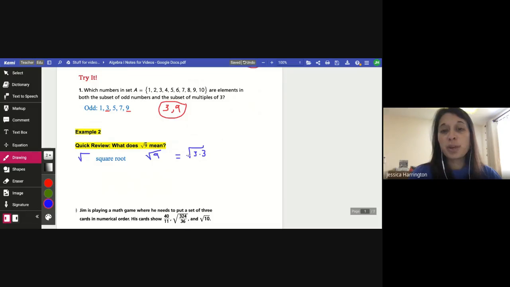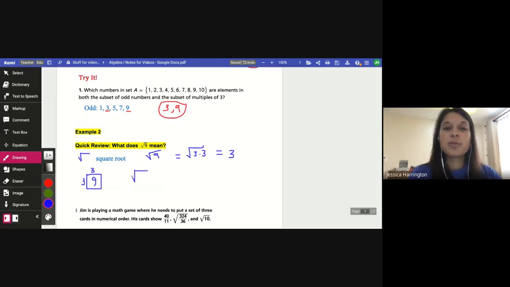3 times 3 will give me 9. That means the square root of 9 is 3. The reason it's called a square root is because you're basically saying I can make a square that has sides 3 by 3, right? And the area of the whole thing is 9. So the square root, or the dimensions of each side, is 3.